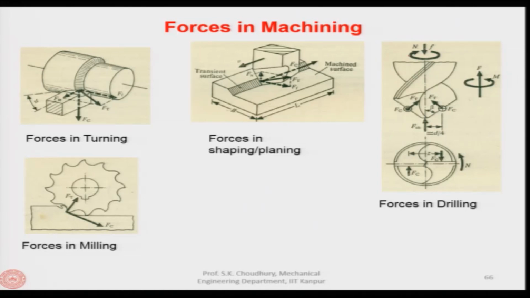In case of drilling, it is the torque N and the thrust is the F, and in case of milling, it is the radial or the total tangential force, which is the Fc, and the thrust force, which is directed towards the center of the milling cutter. Now, these are the forces for all the different operations, and as you can see, they are different.